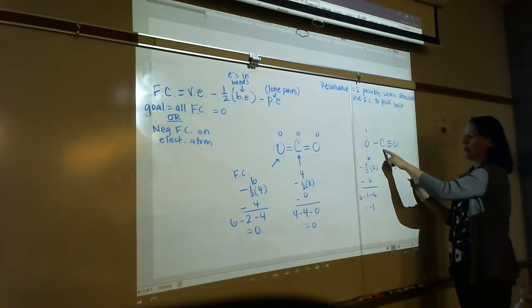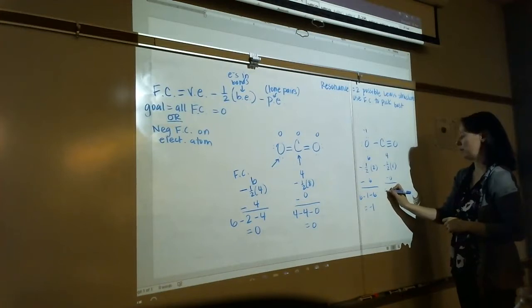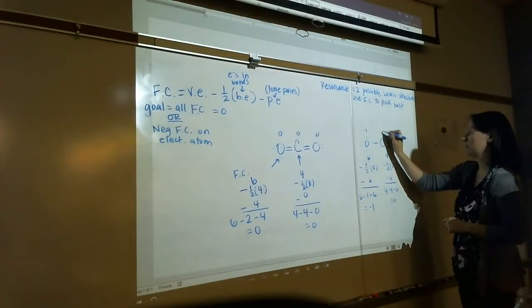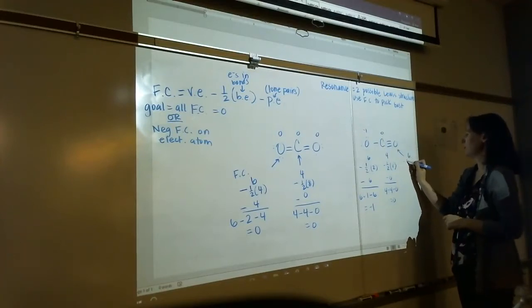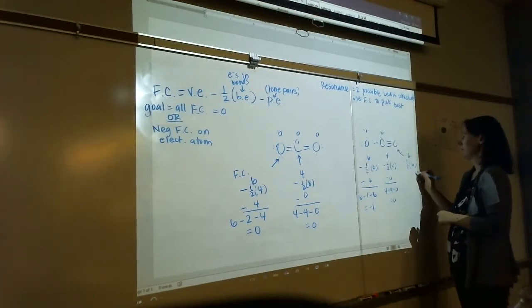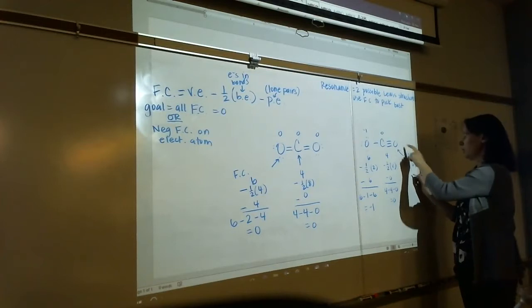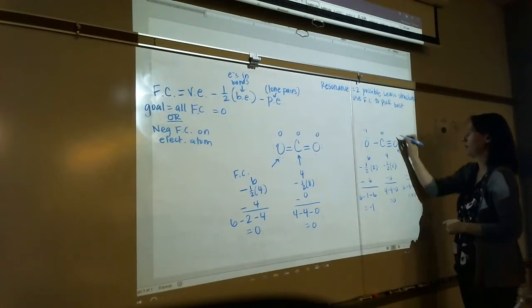How many lone pairs does it have? 0, right? So this is still 4 minus 4 minus 0, so that's 0. And then for this one right here, 6 minus 1/2 of 2, 4, 6, minus 2, right? So that's 6 minus 3 minus 2, so that's a positive 1.